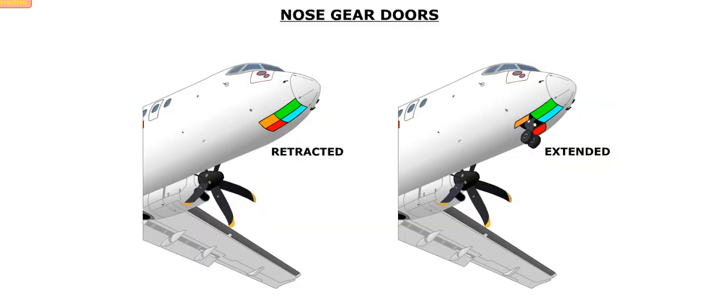The nose gear doors are also mechanically driven by the nose landing gear. The nose landing gear has 4 doors that completely enclose the nose landing gear when it is retracted. When the nose gear is extended, the 2 forward doors will be closed, and the 2 aft doors will be open.